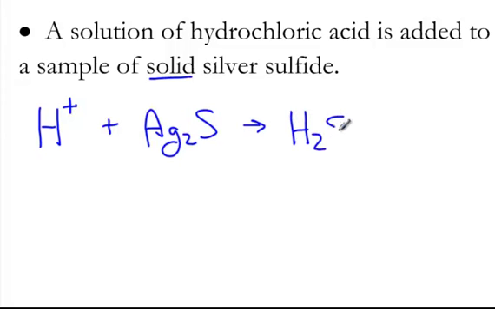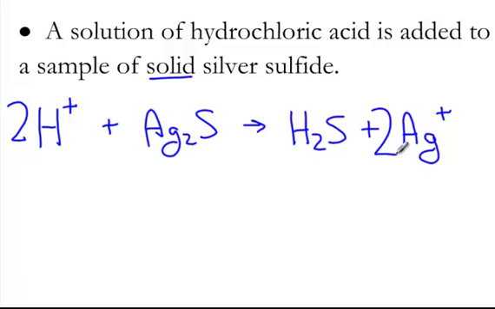Remember that gas, that hydrogen sulfide gas that smells like rotten eggs? And what's left over is silver, but it's going to be aqueous silver, so we got to make sure we put silver's charge. We do have to balance this. Since we have two hydrogens at the end, we need two hydrogens at the beginning. Since we have two silvers at the beginning, we need two silvers at the end, and that balances both our atoms and our charges.